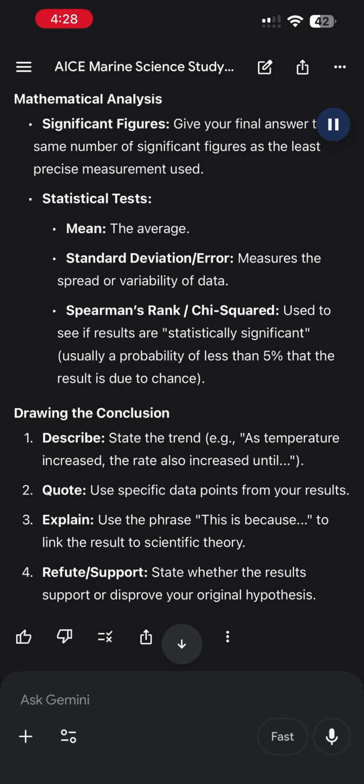1. Describe. State the trend, e.g., as temperature increased, the rate also increased until. 2. Quote. Use specific data points from your results. 3. Explain. Use the phrase, "this is because," to link the result to scientific theory. 4. Refute/support. State whether the results support or disprove your original hypothesis.